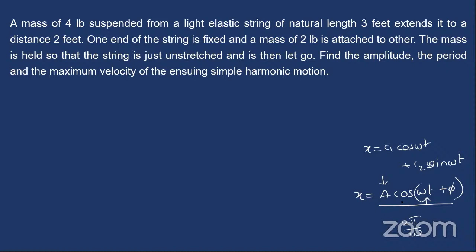And then the maximum velocity. Velocity means differentiation, dx by dt. When you differentiate this, you will get, since we differentiate cos, a minus sign, and also a factor of omega. So whatever A omega you get here, we take that as the maximum velocity, right? Now, keeping these formulae in view, we need to calculate amplitude, period, maximum velocity, all these things.